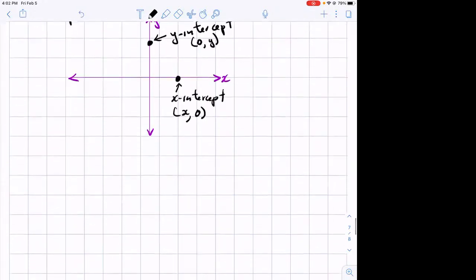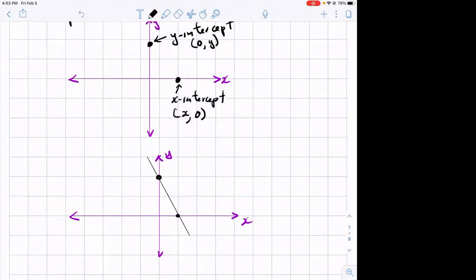So for example, in this scenario here, if I have these two dots here and a line connecting them, the x-intercept here would be 1, 0, because this is 1, this is 2, and so forth.